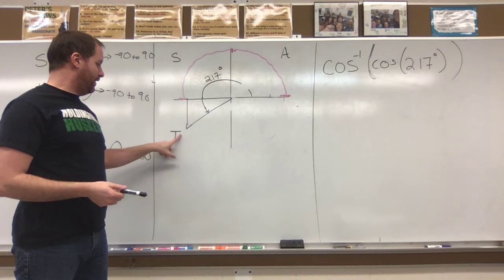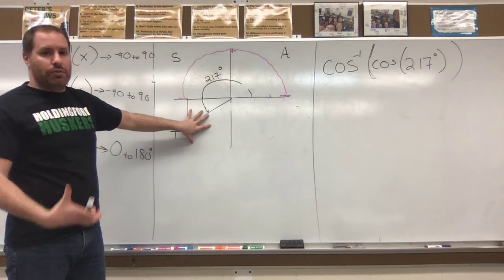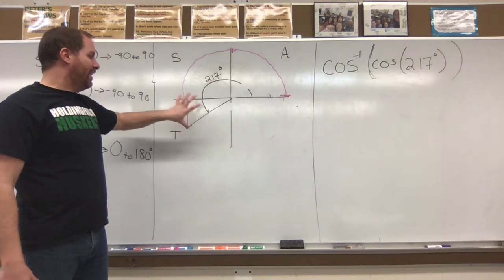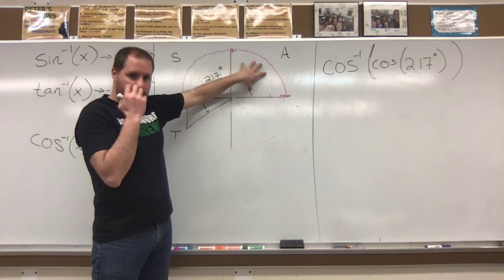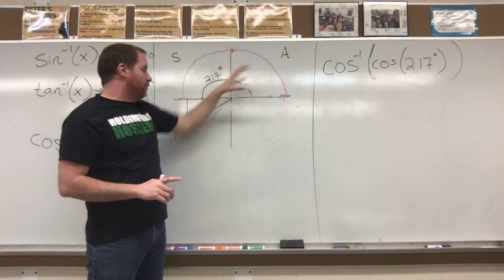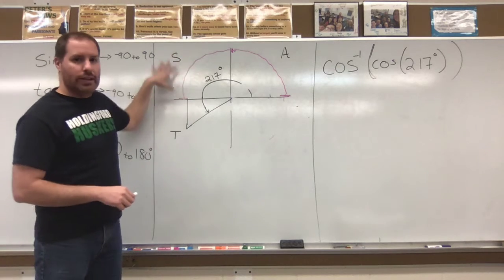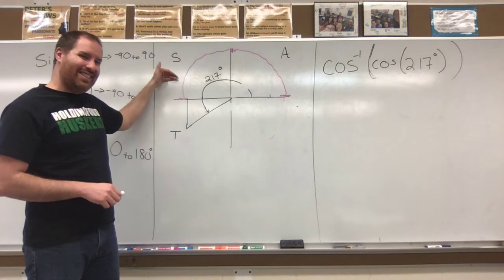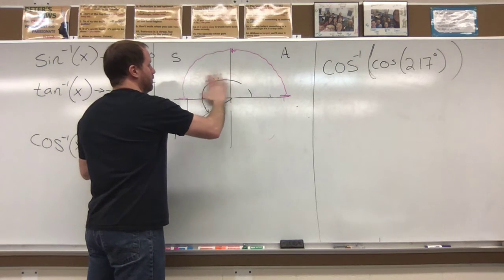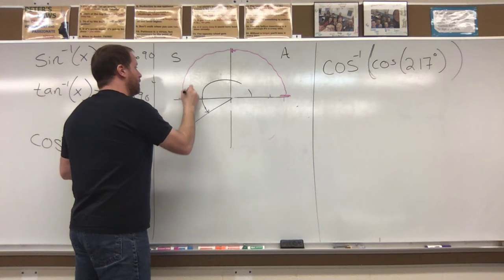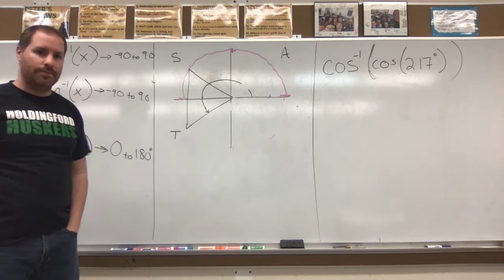Here, cosine is negative. So I need to reflect this into a spot where cosine is still negative. If I reflect it up here, it will turn it into a positive cosine value, and we don't want that. We want to keep cosine negative. So I have to reflect it into this quadrant because cosine is negative in this quadrant. I erase this just a little bit so we can see that, and I reflect it here.